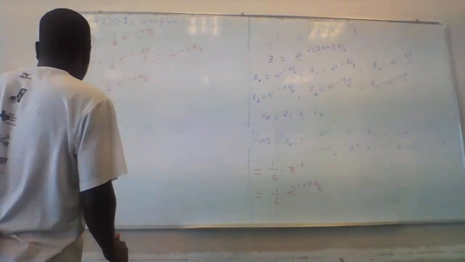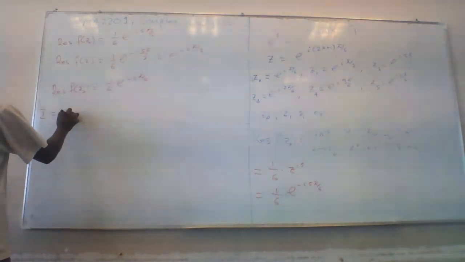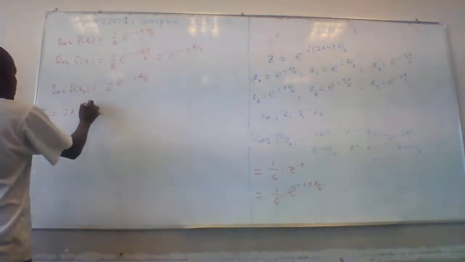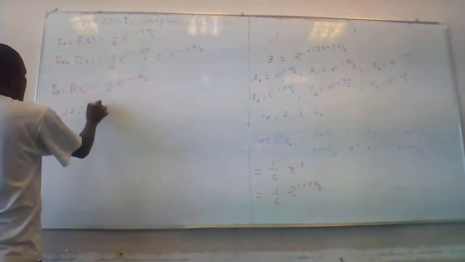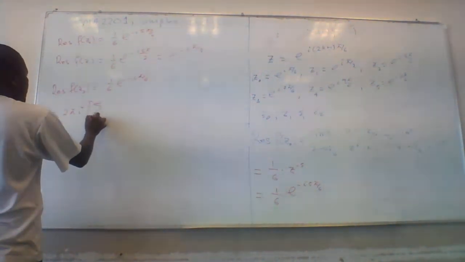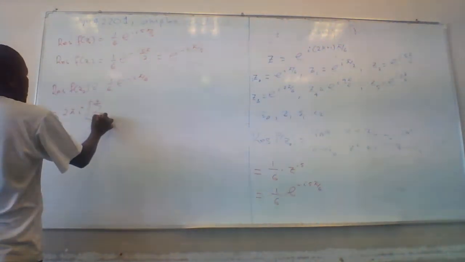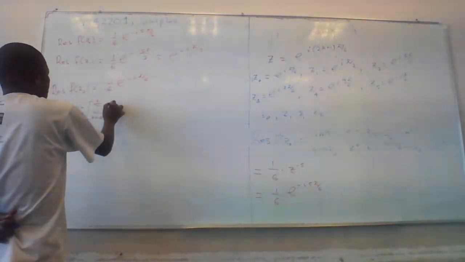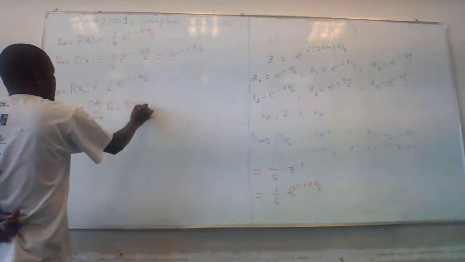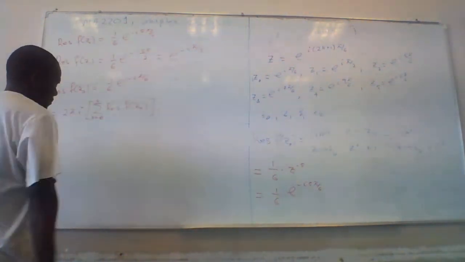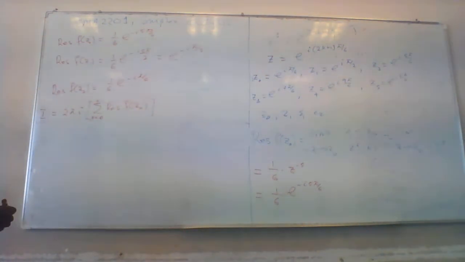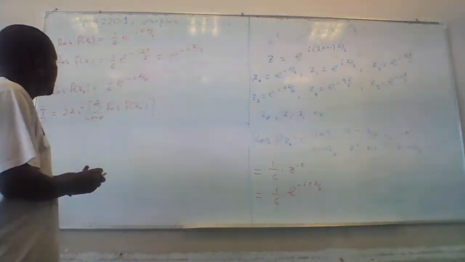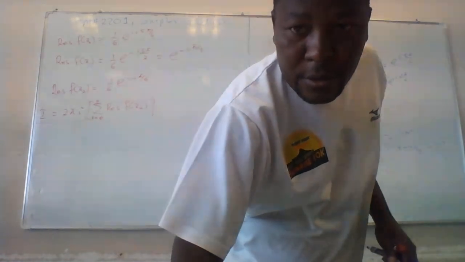So our I is equal to 2 pi i multiplied by the sum from k equal to 0 up to 2 of the residue of f at zk. And then this is given by e to the minus 5 over 6. Let me pause this a little bit here.